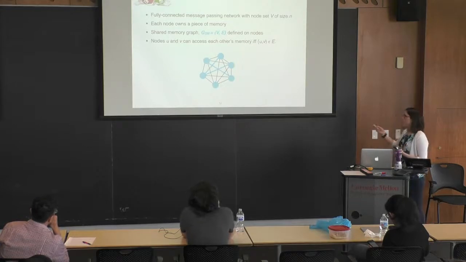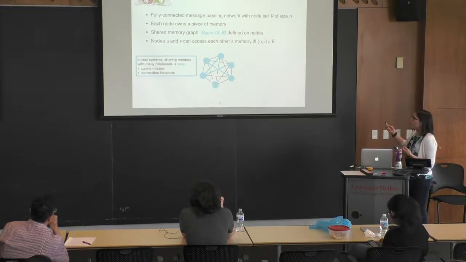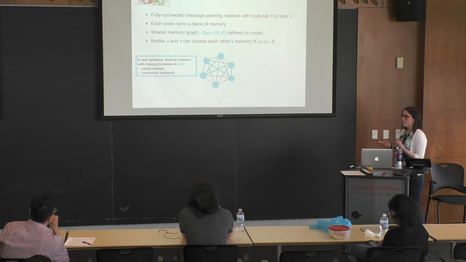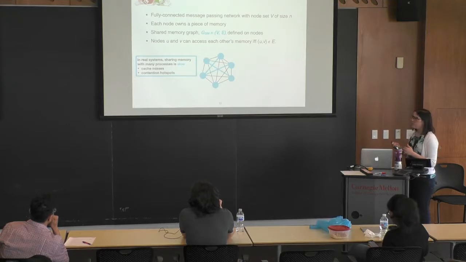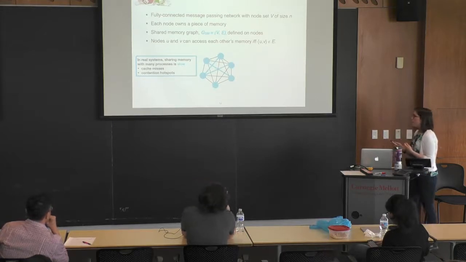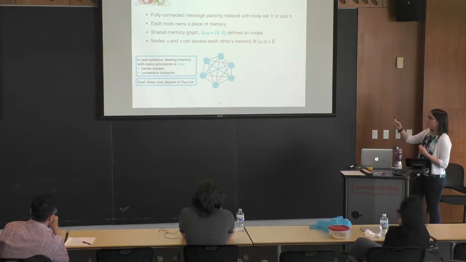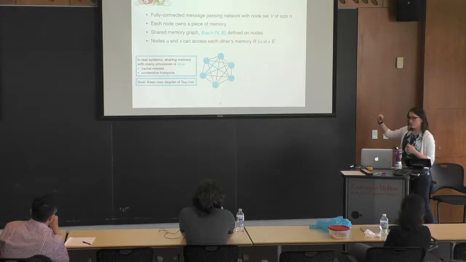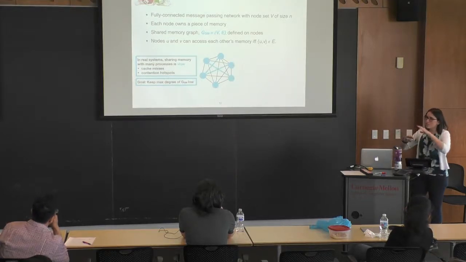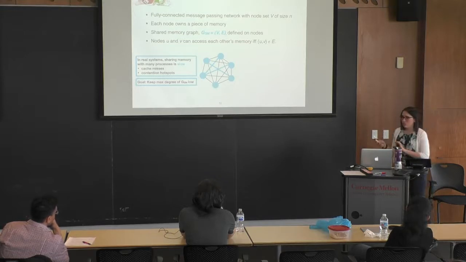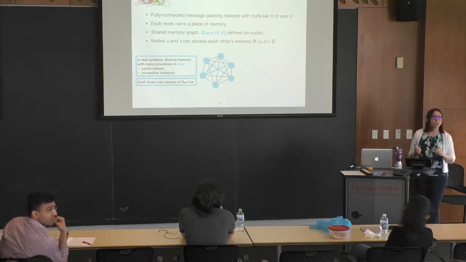All right. Now, the important thing to note is that in real systems, sharing memory with a lot of people ends up making you very slow. And this is because of cache misses that can start occurring and contention hotspots when you have to move around the memory in your system. And so what we're going to focus on is trying to design low-degree shared memory graphs. So we're going to try to increase the tolerance of consensus while keeping our shared memory graph degree low.